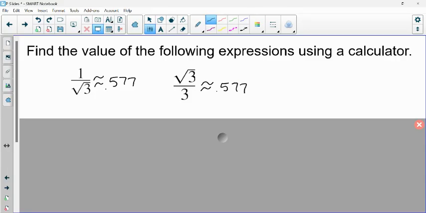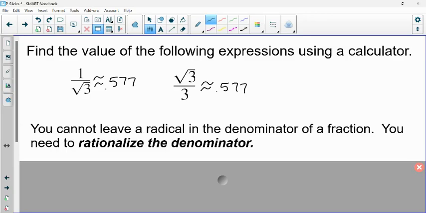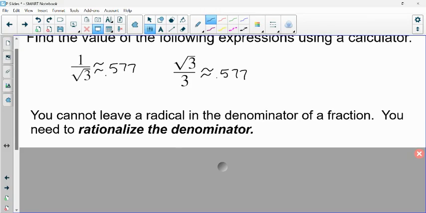You cannot leave a radical in the denominator, okay? It is not proper. What you need to do is rationalize the denominator. So when you rationalize the denominator, that means you move the radical to the top, okay? And this is acceptable, simplified, this is not, okay? And notice they do equal the same thing. So that's the bottom line. You cannot leave a radical in the denominator. You need to rationalize that denominator. Rationalizing means the radical goes into the top.